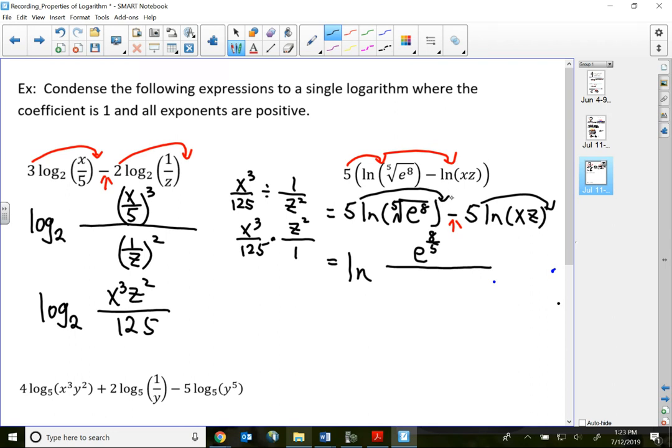The phi power goes back to the outside. That becomes, go back to the top. So that will be e to the 8 over 5 times phi. All right, this is going to be xz to the 5th power. So by the power rule, if I multiply the exponent, that would just leave me with e to the 8. So this is going to be natural log of e to the 8 over xz, both factors to the 5th power. By the power rule, that will be x to the 5th, z to the 5th.